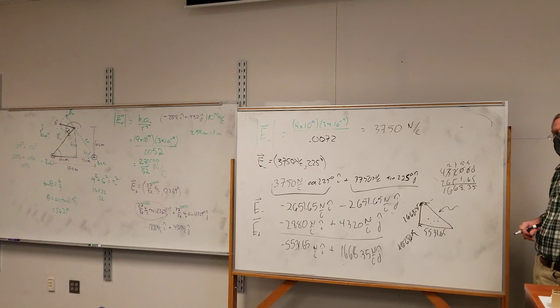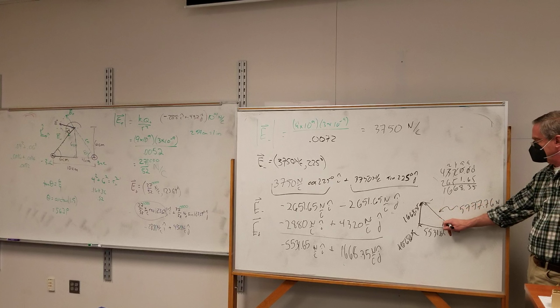I got 5,777.76. 5,777.76, three sevens. Yep, newtons per coulomb. All right, so we got half of the answer, because again, there's a direction we have to consider. Let's go ahead and do that angle right there, and then we'll figure out what the supplement is.